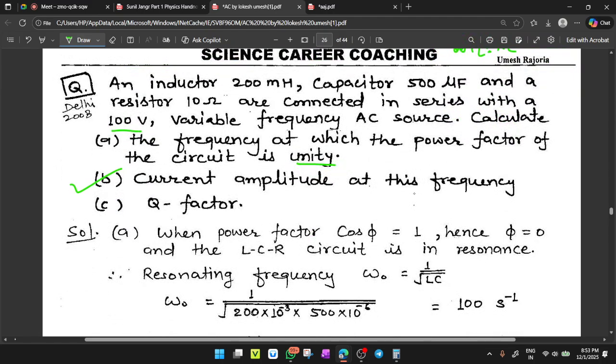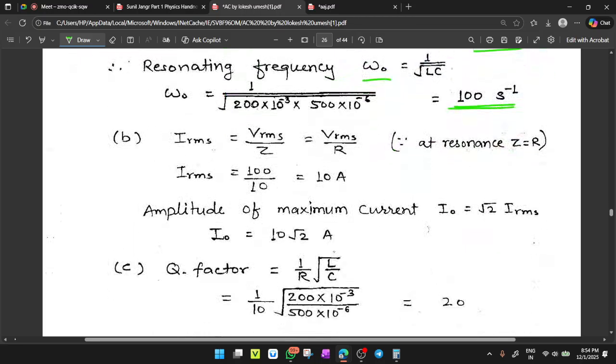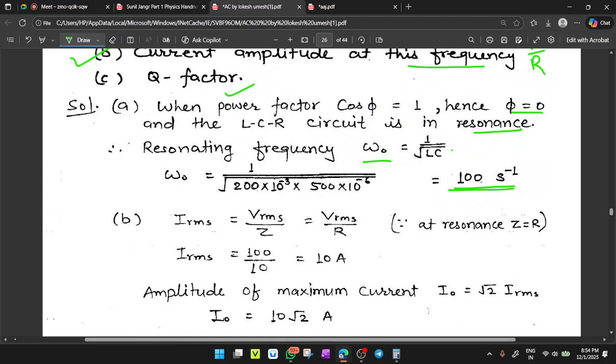Second, current amplitude at this frequency. Simply it is equal to V upon R because maximum current will be there. Quality factor by the formula 1 upon R under root L by C we can get. So first, the power factor becomes unity means phi equals 0. LCR circuit in resonance. So omega naught equals 1 upon under root LC. So this time the frequency will be equal to 100 hertz. Or, since it is omega, it is in radian per second, not hertz: 100 radian per second.